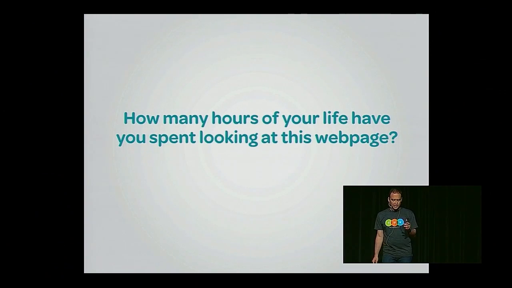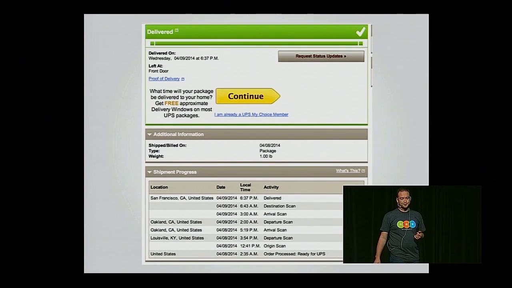So I want to start with a question. A lot of us have probably wasted hours of our life staring at this screen. For those of you not familiar with it, it's a tracking page at UPS. So when we have a package, especially a package that we're excited about, we just stare at the web page incessantly, hitting F5, and then waiting for finally seeing the glorious delivery page.